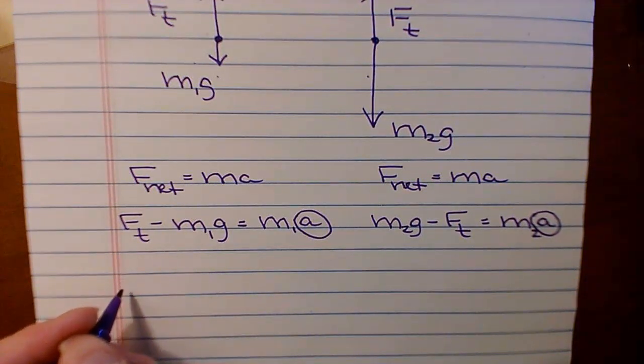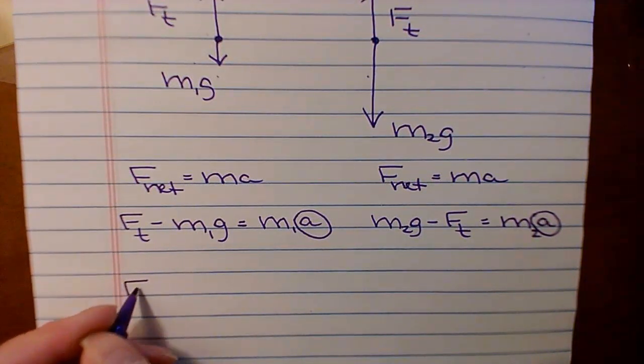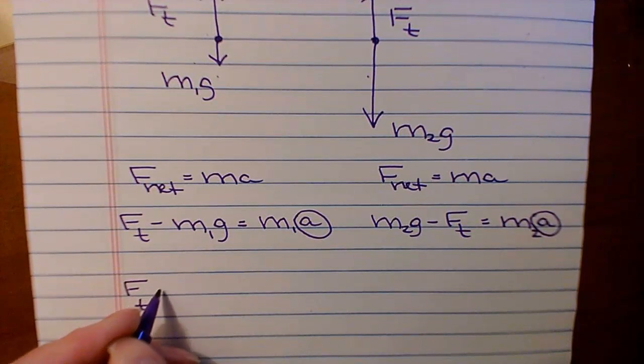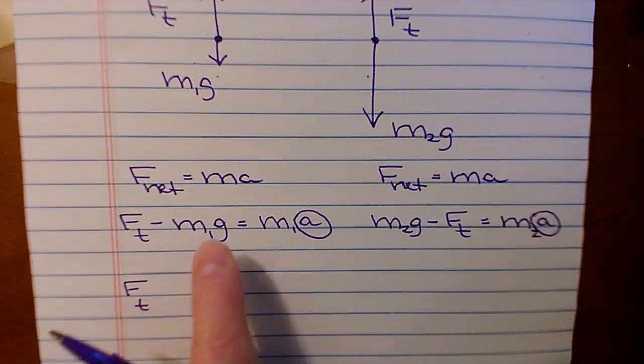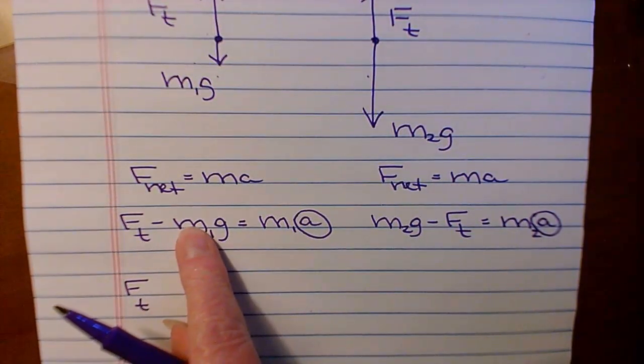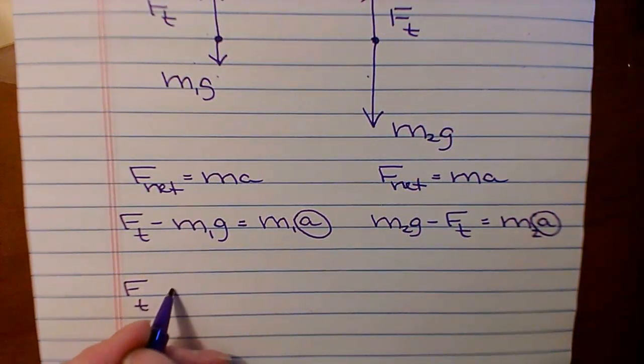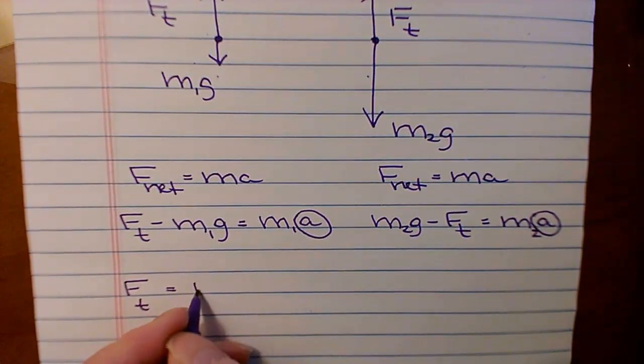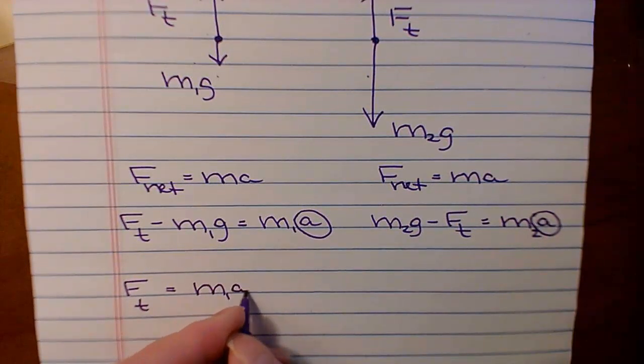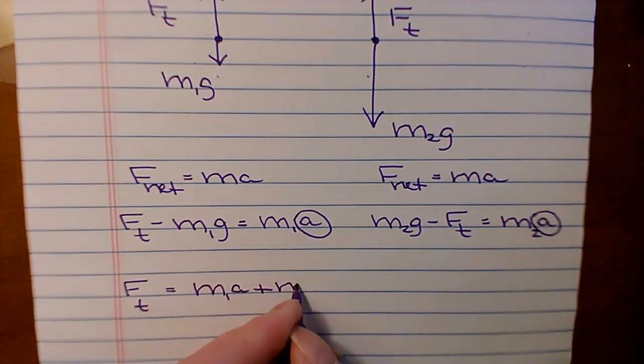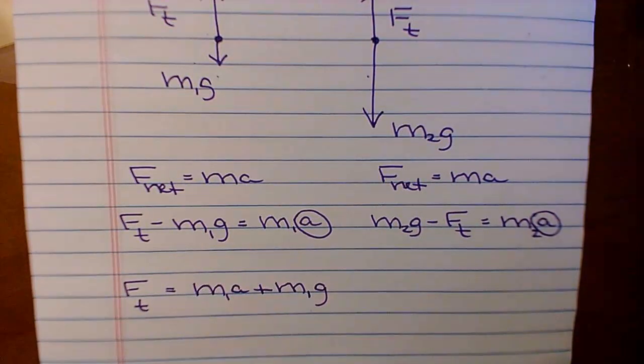So here I'm going to say that FT, again, remember derivation is to show a bunch of logical steps. All right, let's add an M1G to both sides. So that's going to give me M1A plus M1G. All right, that's good.